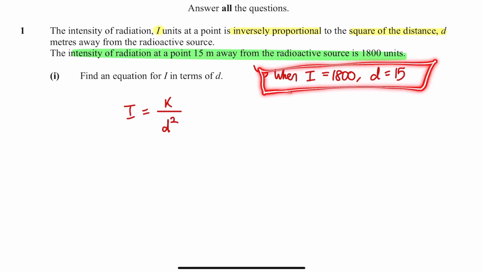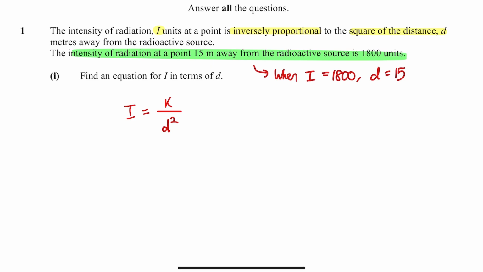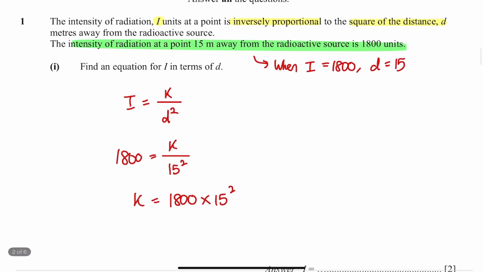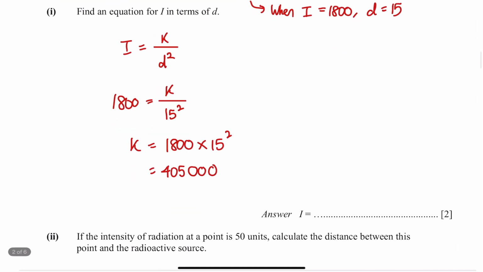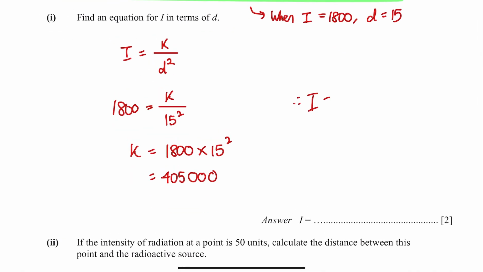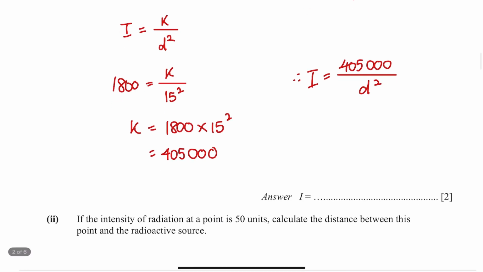Okay, so based on this information, I can now sub into the equation here. So therefore, this means that 1800 is equal to k over 15 squared. Then from here I can find the value of k. k is equal to 1800 times 15 squared. Key this in the calculator, you should get 405,000. So therefore, I is equal to 405,000 over d squared. And that is the answer for part 1.